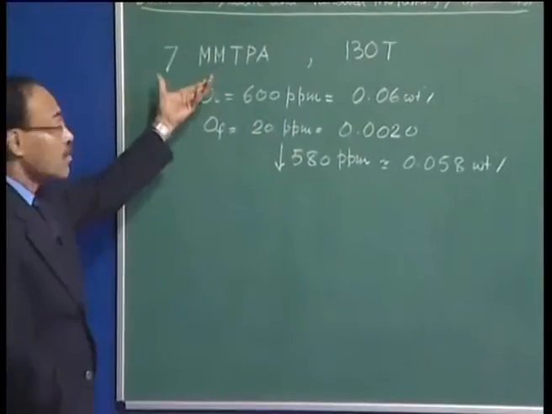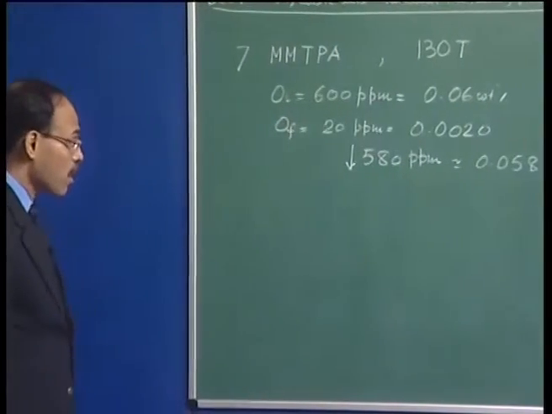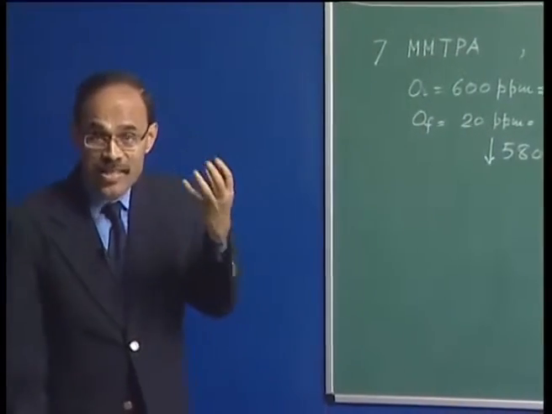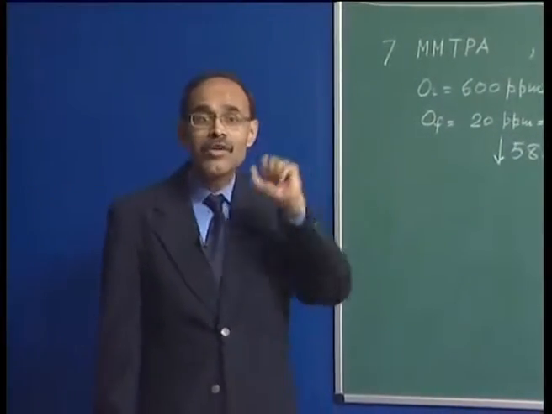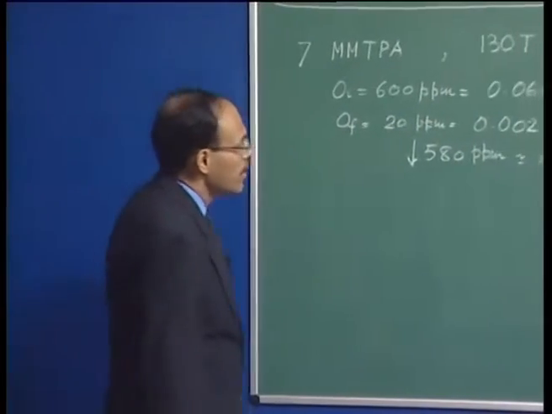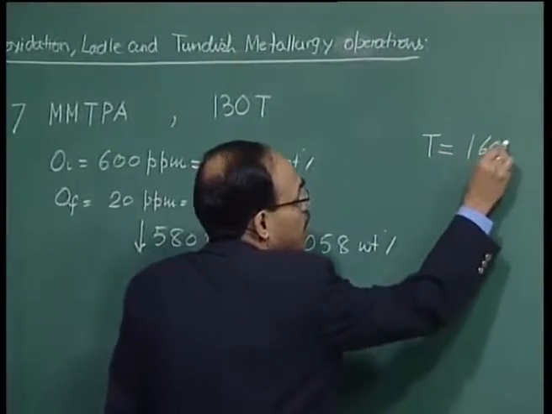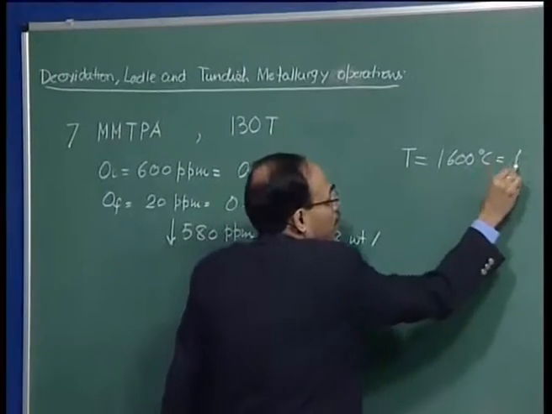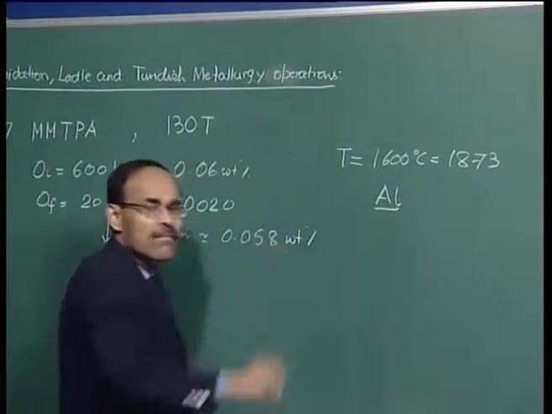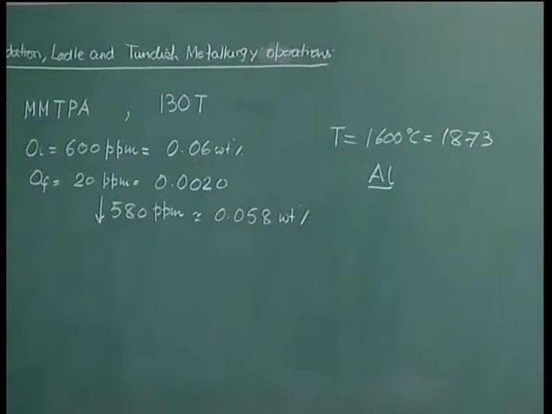And if you translate that amount into metric tons per annum of steel production, the total amount of oxygen removed is going to be really enormous, which essentially implies that we will require a lot of aluminum to deoxidize the bath. Let us also say that the tapping temperature is about 1600 degrees centigrade or 1873 Kelvin, and we are considering deoxidation by aluminum only. We are talking about a case of simple deoxidation.